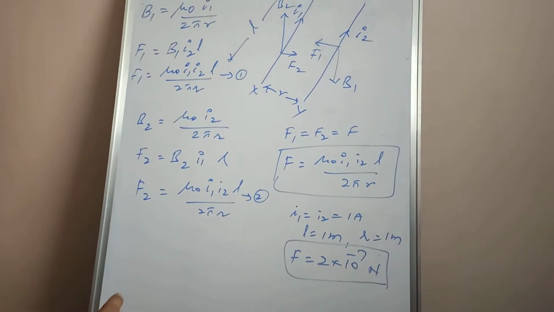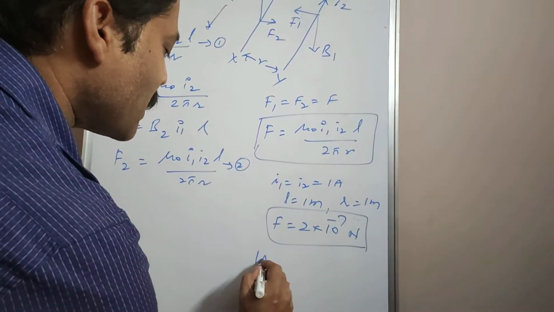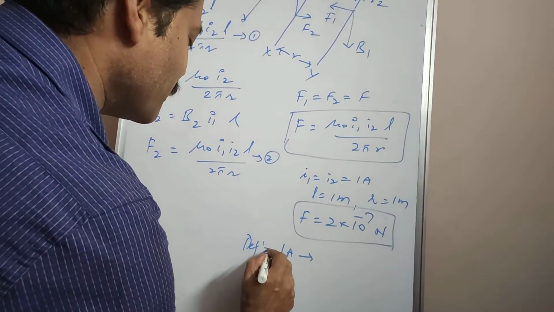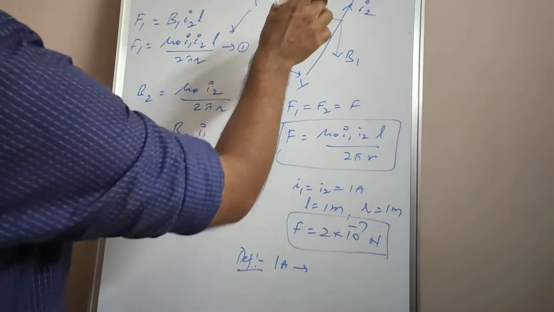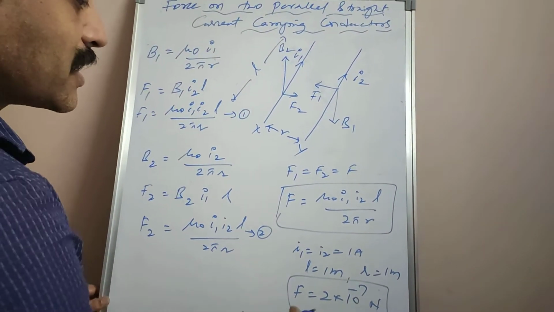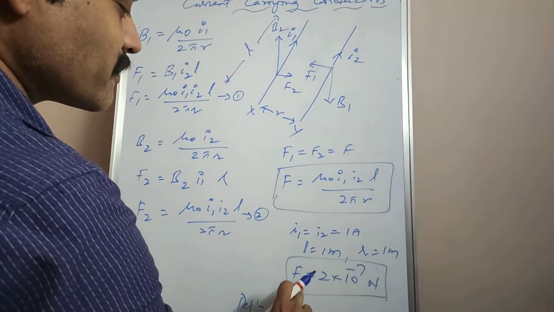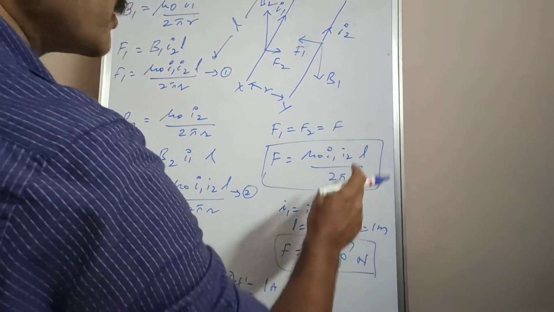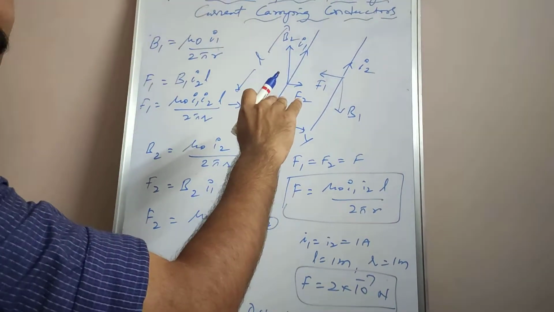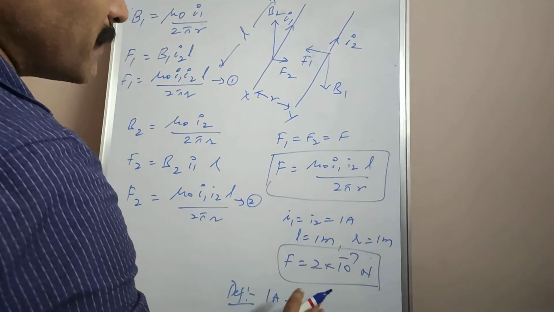Okay. So that means we can define 1 ampere. Definition of 1 ampere: 1 ampere is the current flowing through two parallel straight conductors of unit length separated by unit distance, which experience a force of 2 into 10 power minus 7 newtons on each other. Okay. So you have to write the definition of 1 ampere.